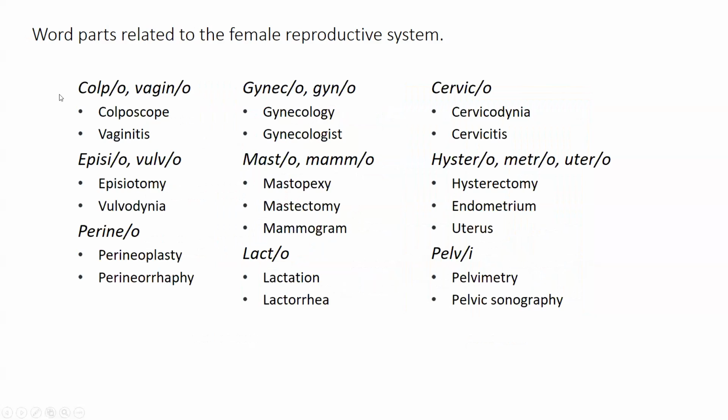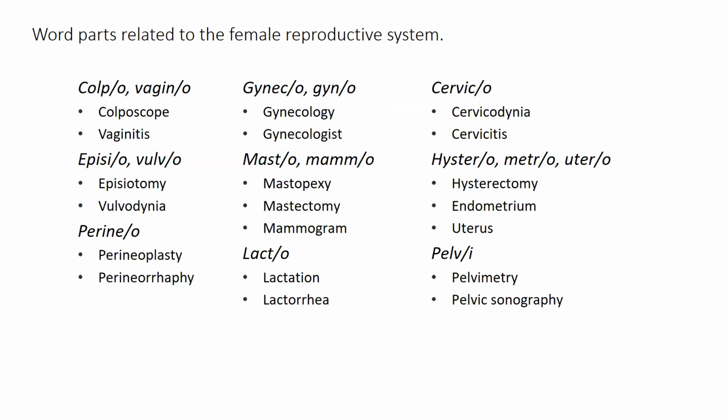All right, let's get on with some terminology here. Colpo and vagino both refer to the birth canal, the vagina. So a colposcope is a device used to look at the vagina. Vaginitis would be an inflammation of the vagina. Episio and vulvo both refer to the external genitalia. So an episiotomy is an incision into the external vulva.